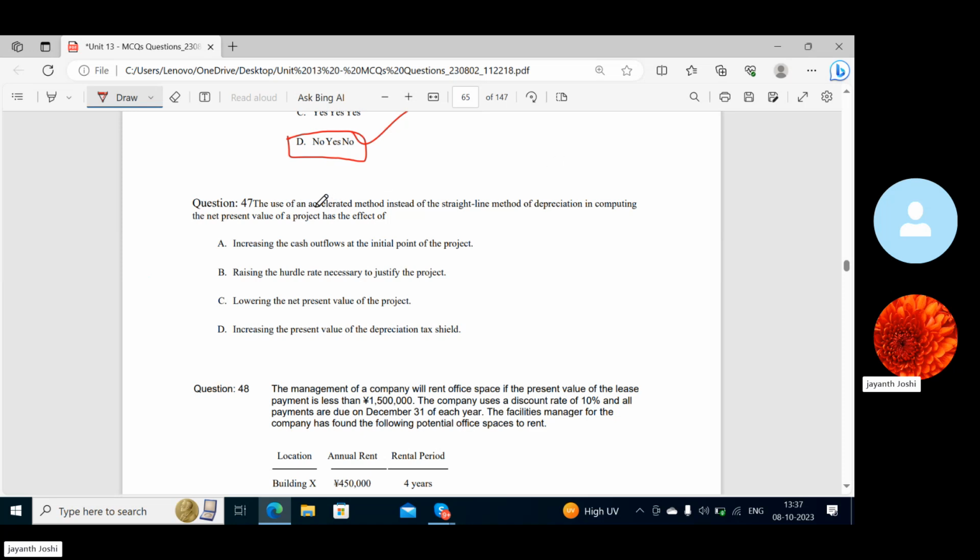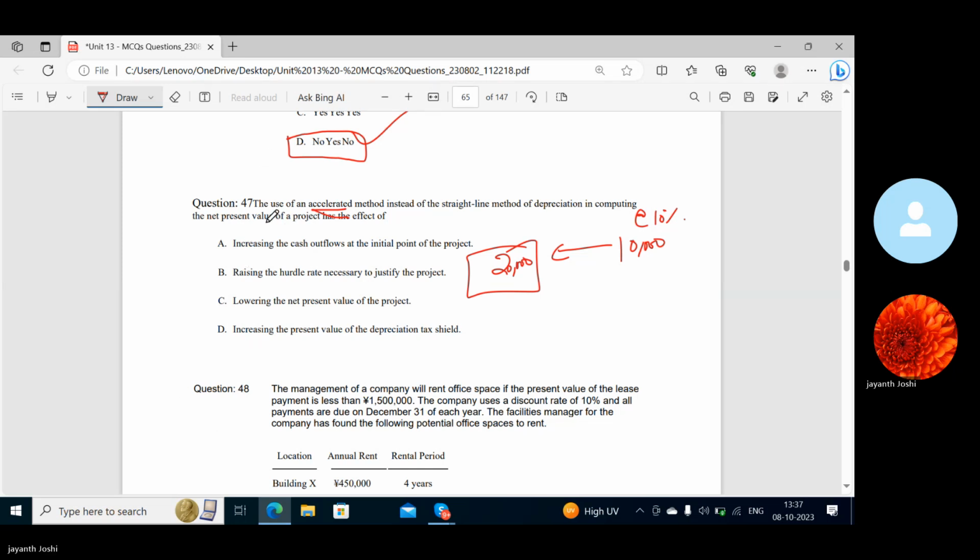Accelerated method is nothing but the double declining method, whereby, suppose the straight line method depreciation is 10,000 at the rate of 10%. For double declining, you will be using the double of this. You will be removing 2 times of this. That means you'll be removing 20,000. Understood? That's called the accelerated method.